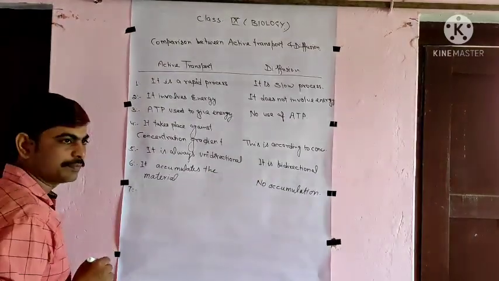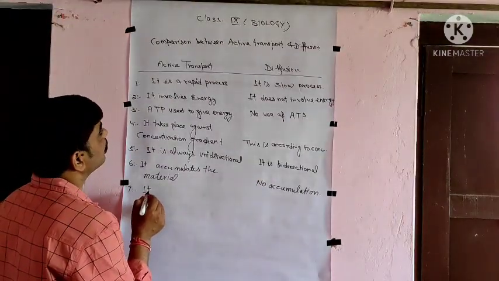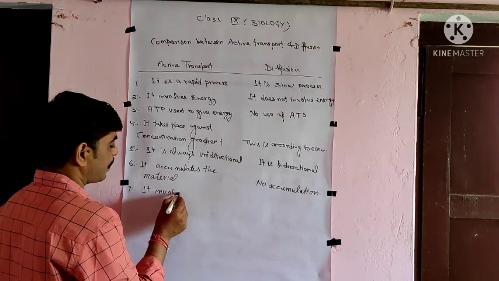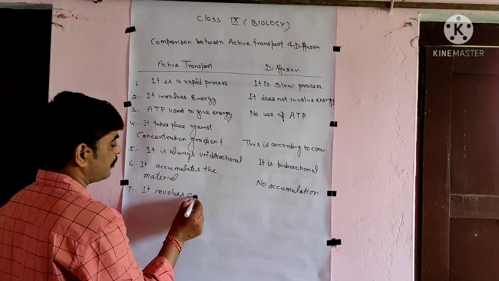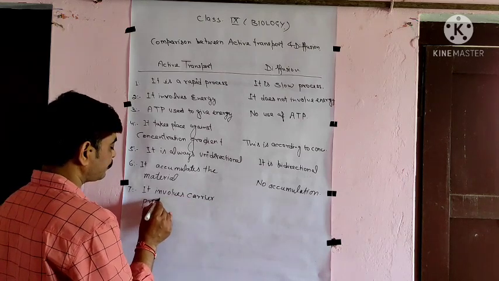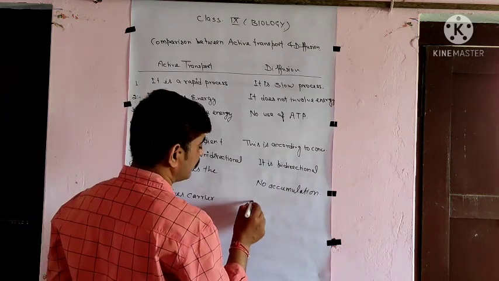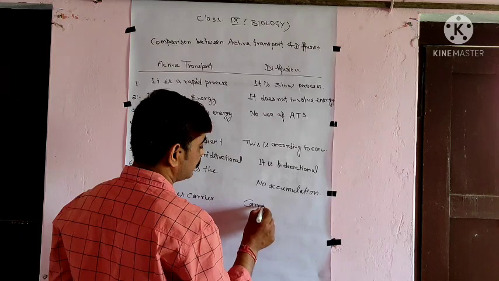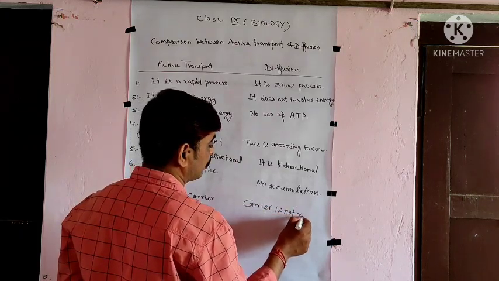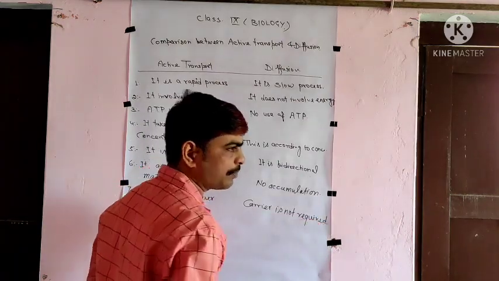Next, you can write it involves carrier protein. And in diffusion on this side, a carrier is not required. So this is enough for you.